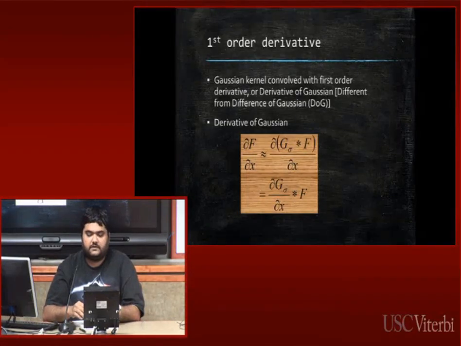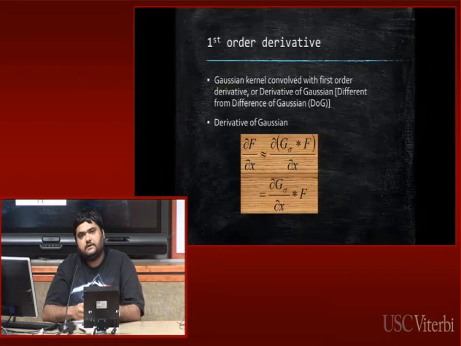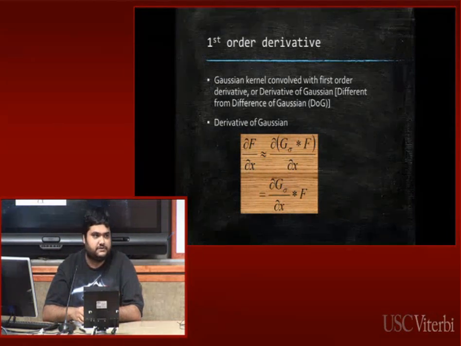Why? Because what is the first order derivative method? You just take the first order derivative and apply it to the image, right? Then why do we apply the Gaussian kernel? To smooth the image. Why? To remove the noise, right? So basically, you're applying the derivative to the Gaussian filter, or the Gaussian filter to the derivative. It's interchangeable. Why? Because both the operations are linear, right? So that is derivative of Gaussian, and it's not difference of Gaussian. Okay?